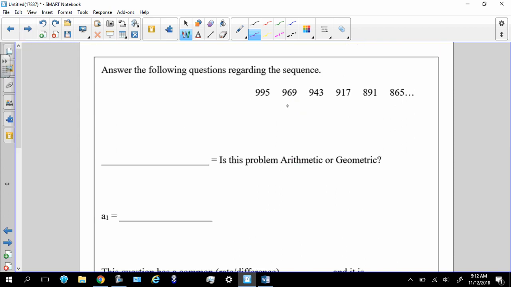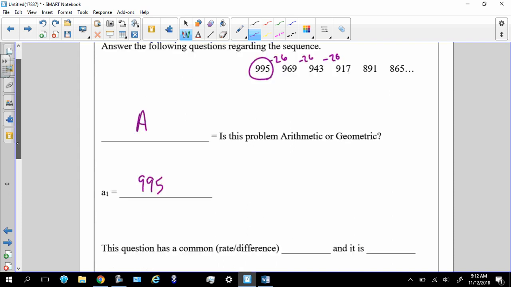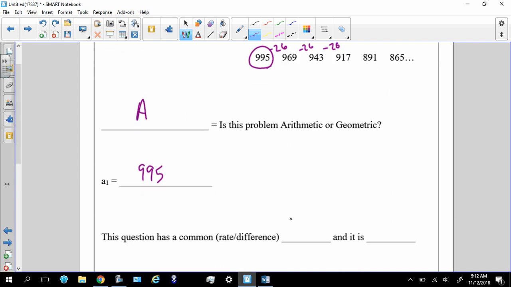Alright. Is this problem arithmetic or geometric? Well, let's see. 995 here, I'm subtracting 26. Here, I'm subtracting 26. Here, I'm subtracting 26. That's easy. It's going to be arithmetic because I'm subtracting 26. My first term, guys, right there, 995. Alright, let's answer some questions. Since it's arithmetic, I know it has a common difference, and it is negative 26 because I'm decreasing.